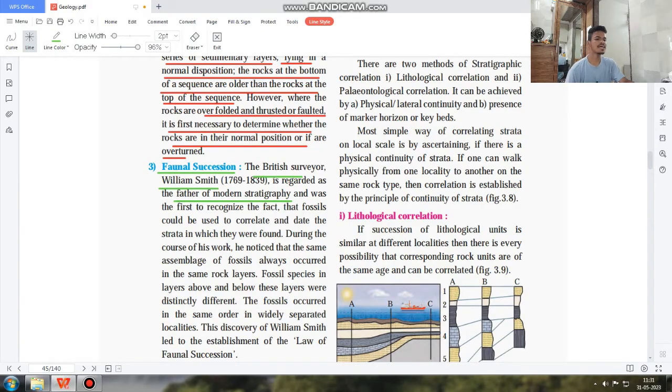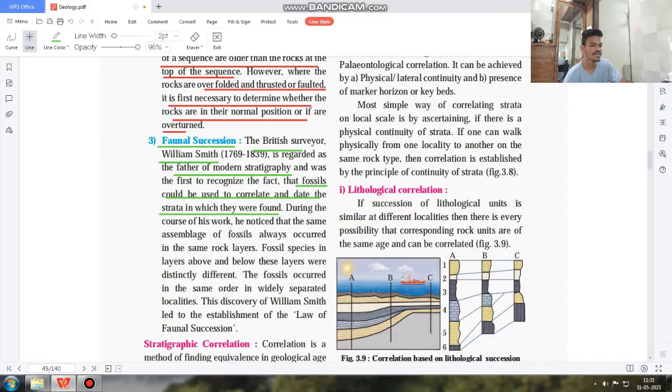What he did? He was the first to recognize that fossils can be used to correlate and date the strata in which they were found. So during the course of his work, he noticed that the same assemblage of fossils always occur the same. Yes, this is also important. What I'm underlining, that is what you have to write in your exam.